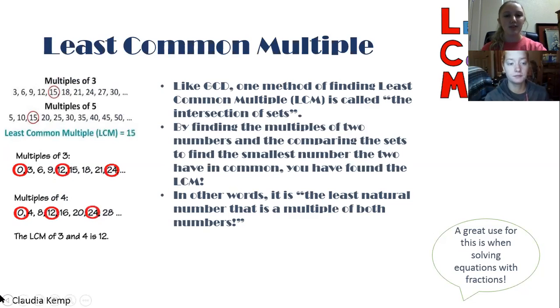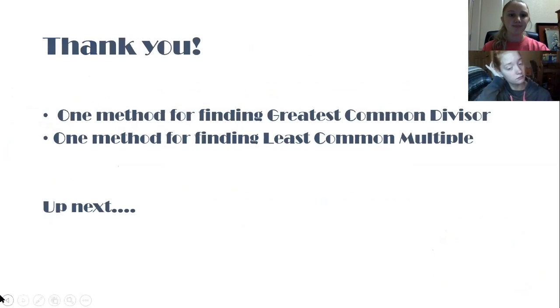Another example are multiples of 3 and 4, which are 3, 6, 9, 12, 15, 18, and then 4 is 4, 8, 12, 16, and 20. But the least common one is 12. And a great use for learning least common multiple is when solving equations with fractions. If the denominators of the two fractions are not the same, then you would use the least common multiple to make them the same to make the equation easier to solve.